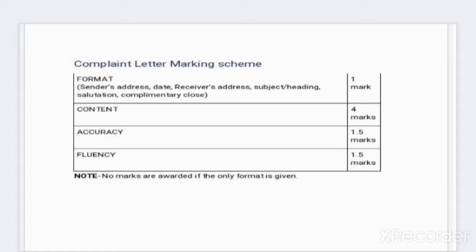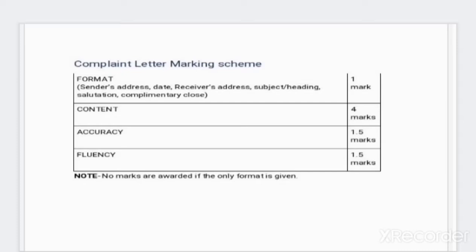So the complaint letter format we have already discussed. Now the sender's address is followed by the date just below it, on the left side of the page. You have to maintain a line at the left corner of the page. This is the date on which the letter has been written. If the letter is written today, I'll put today's date. If it's tomorrow, then tomorrow's date. It is to be written in expanded form.